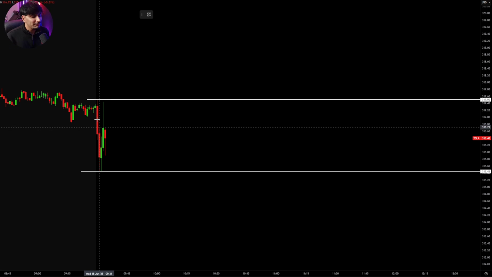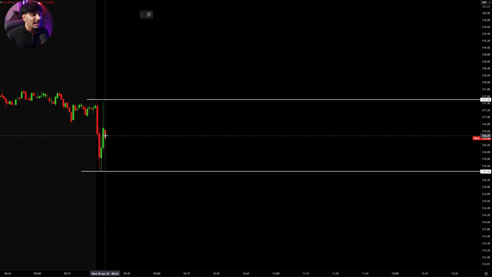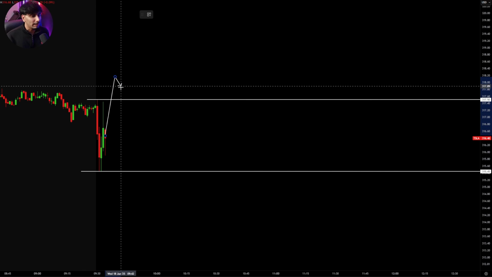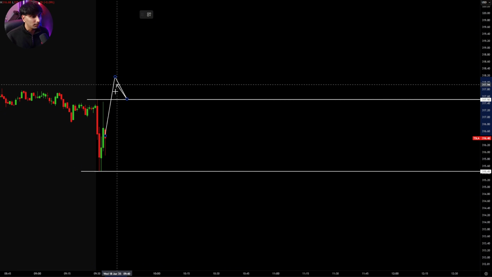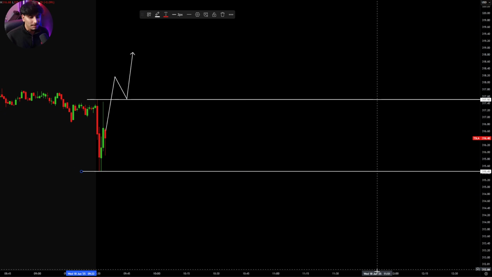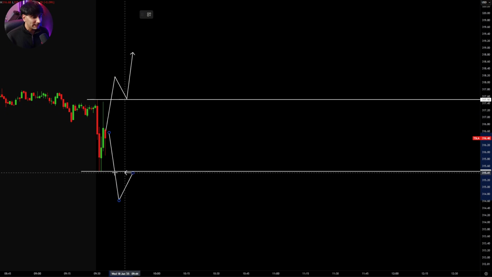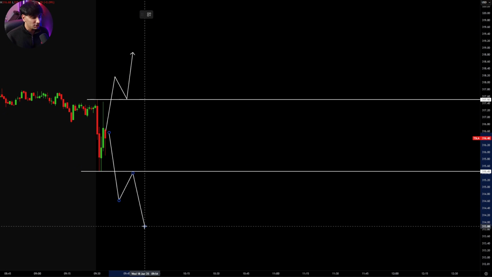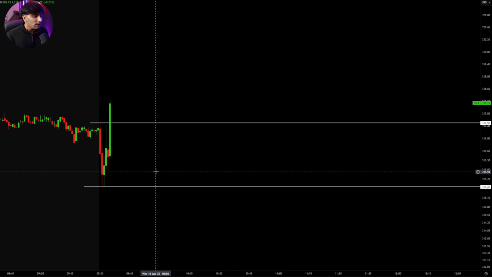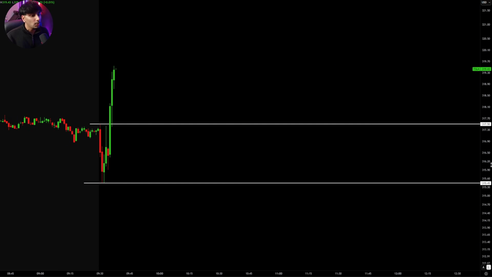If you've watched my channel before, you know this is a strategy that I talk about. This is simply when a stock breaks above the 5-minute high, you look for a retest for continuation to the upside, and vice versa. If it breaks below the 5-minute low, you look for a retest to the downside for continuation.